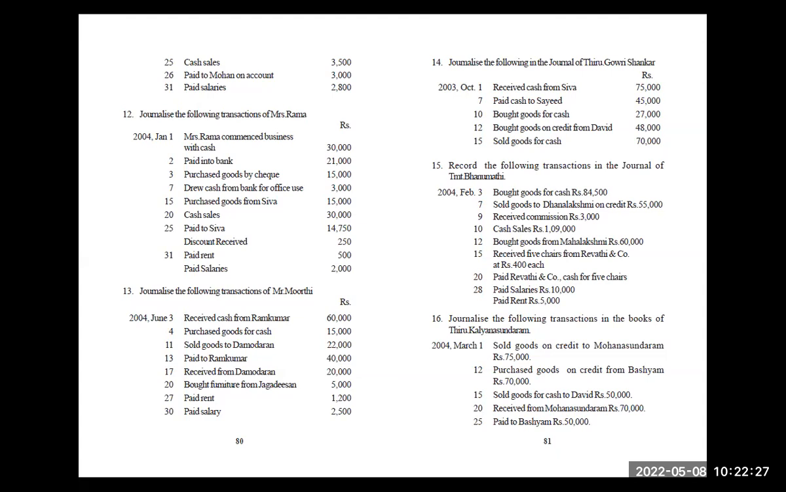Second, purchased goods on credit from Bhashyam, rupees 70,000. So the entry: purchase account debit to Bhashyam account 70,000.